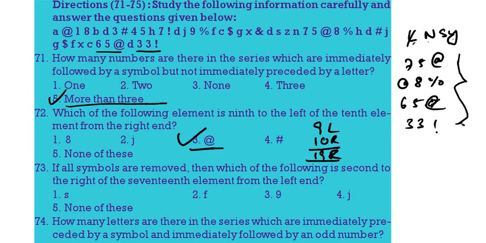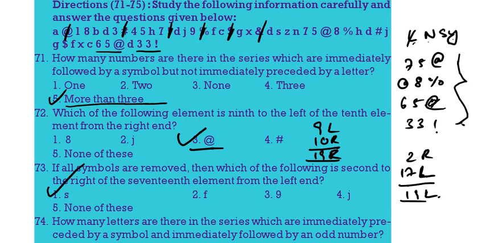If all the symbols are dropped from the above arrangement, which is second to the right of 17th element from left? So that is 19th element from left. Count the 19th element from left and we should remove all the symbols. See 1 2 3 4 5 6 7 8 9 10 11 12 13 14 15 16 17 18. 19th one is yes. Yes is the correct answer.